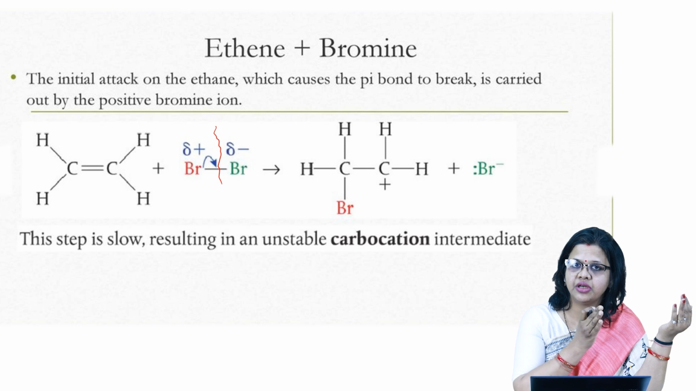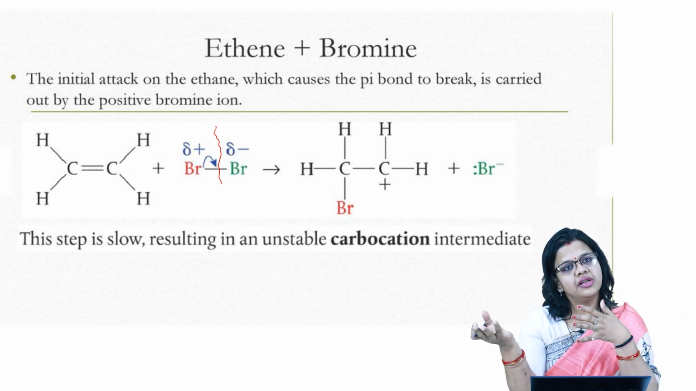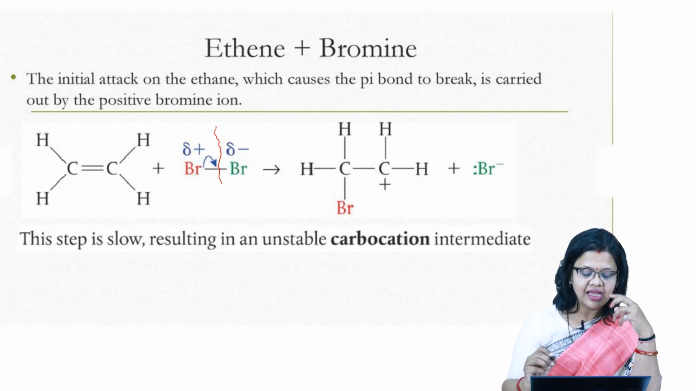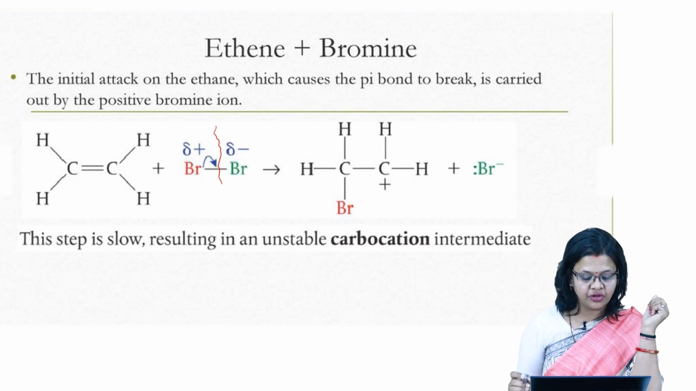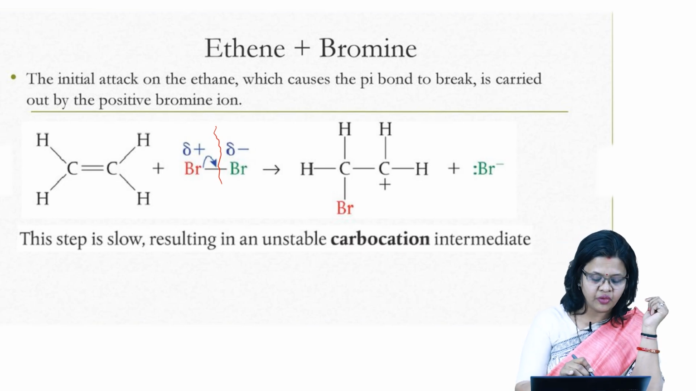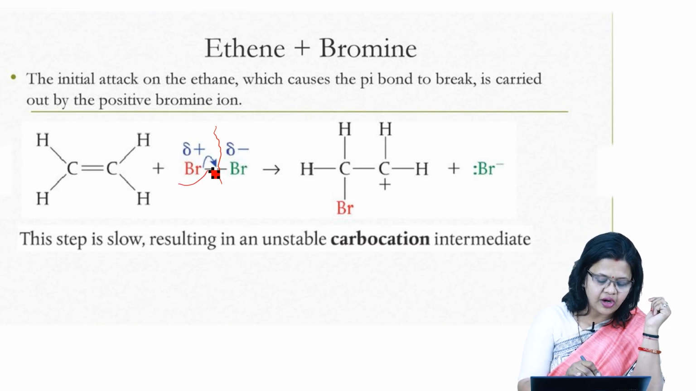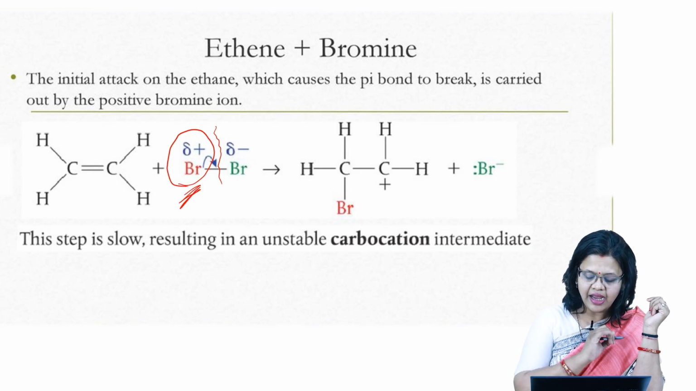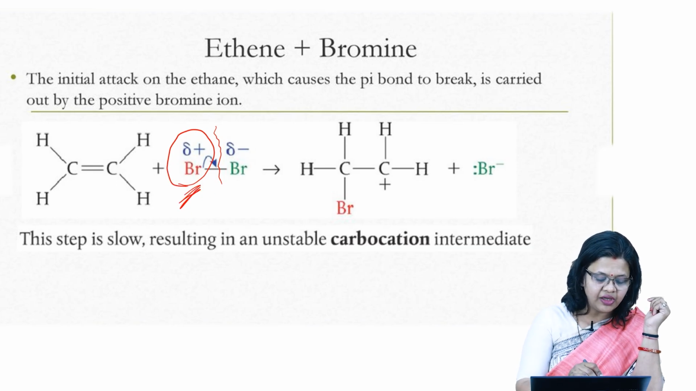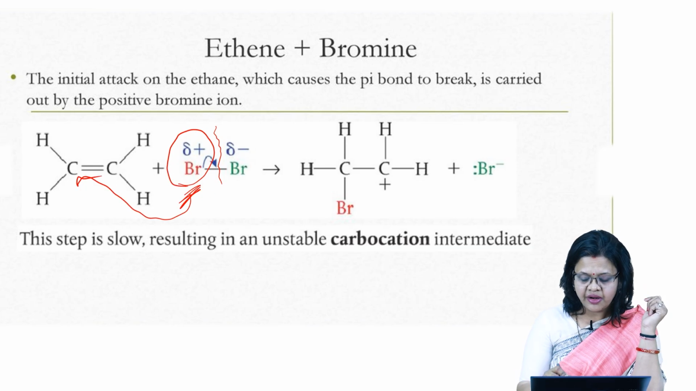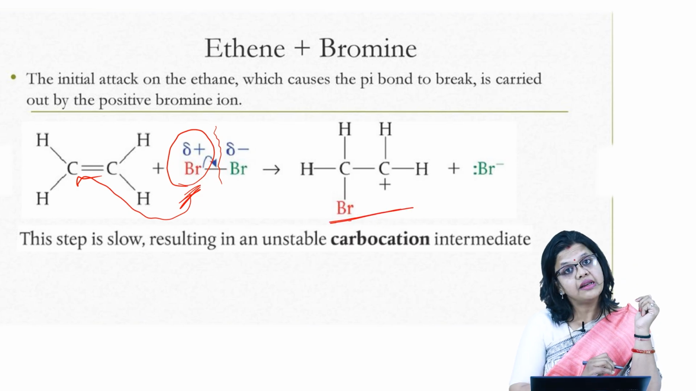One becomes a partial positive end, the other becomes a partial negative end. So, this results from the heterolytic fission. This heterolytic fission occurs in bromine, and the positive part of the bromine acts as the electrophile. So, this electrophile will go and attack the carbon, resulting in the formation of an intermediate.